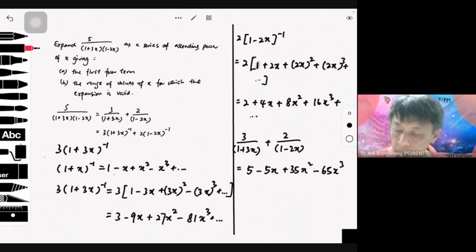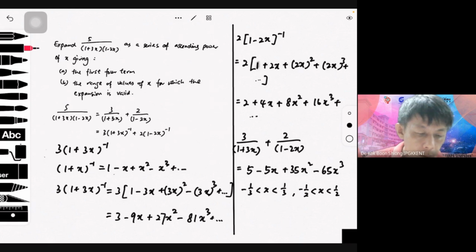So what is the range for x? For the first part, the range for x is between 1 over 3 and negative 1 over 3. For the second part, the range is between negative 1 over 2 and 1 over 2. So by combining both, the final range for x will be between negative 1 over 3 and 1 over 3.